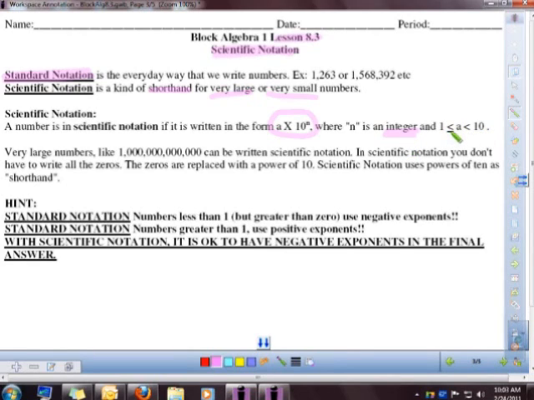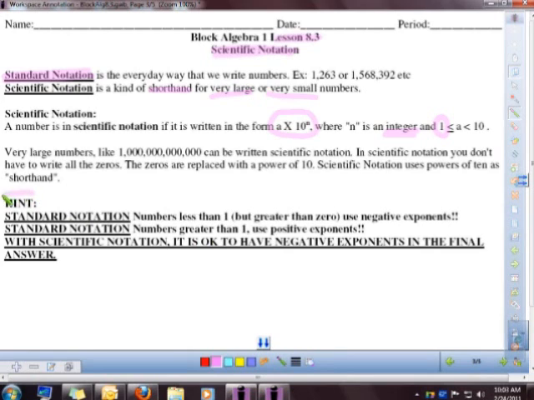Now, see this bar right here? What does that mean about a? It can equal 1. Can a equal 10? No, but it could be 9.99999, but it cannot equal 10. So basically, a has to be a one-digit number.